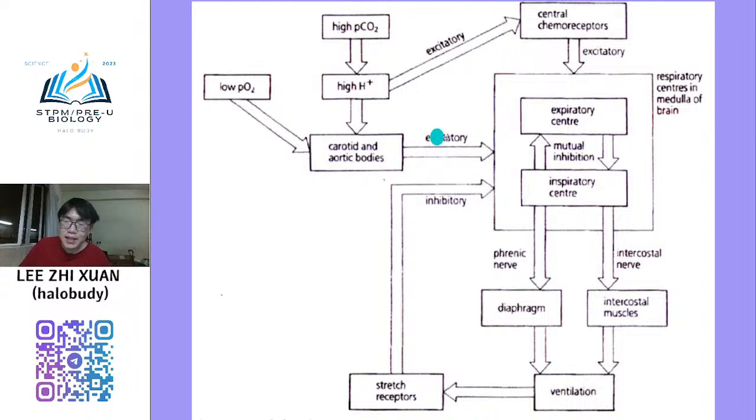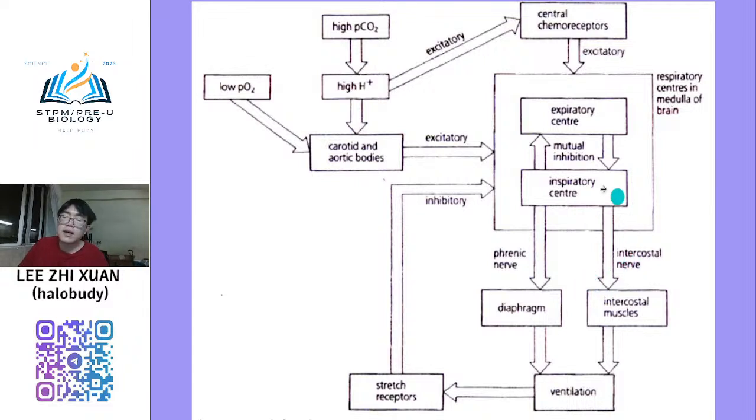So if both of them detect it, it will be stimulated and send an impulse to the inspiratory center. Once the inspiratory center is stimulated, it will send an impulse to the diaphragm and also the muscle. The nerve involved in the diaphragm we call the phrenic nerve, and the nerve involved in the intercostal muscle we call the intercostal nerve.